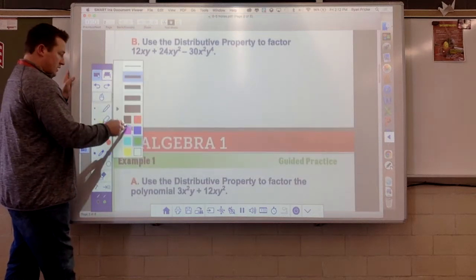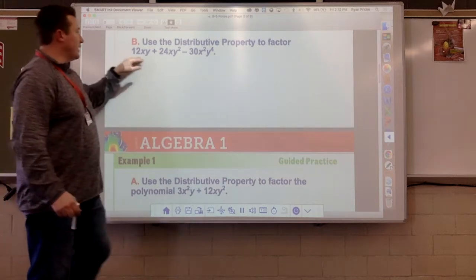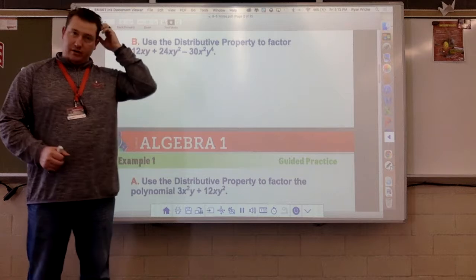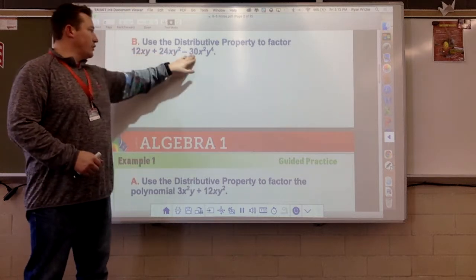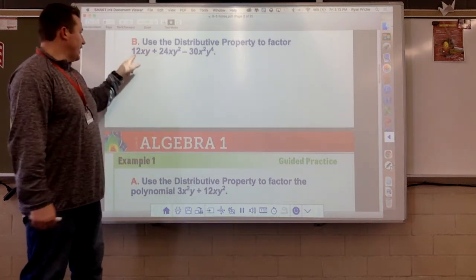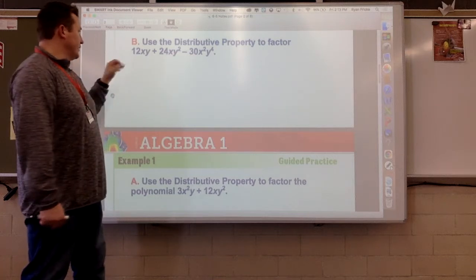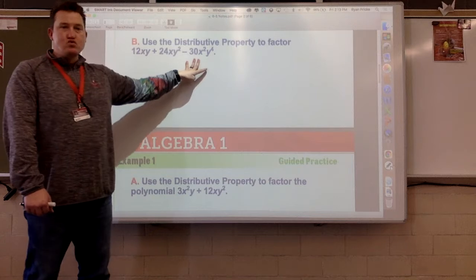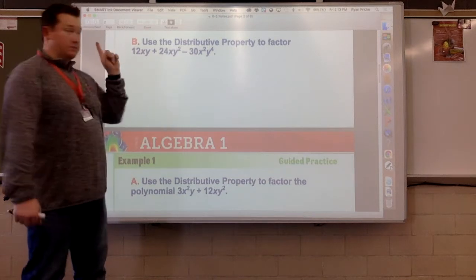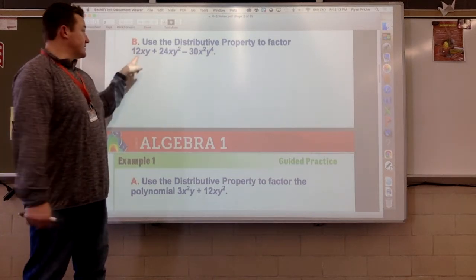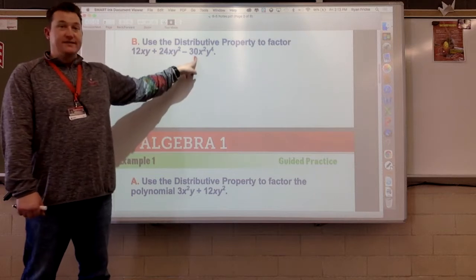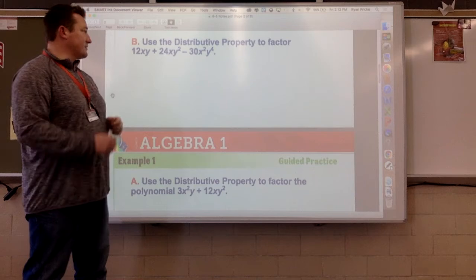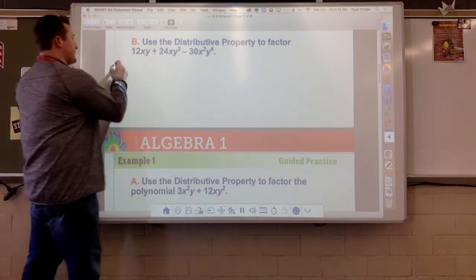I really like that color right now. I've got a trinomial here. Again, let's start with our biggest number. So 12, 24, 30. Well, I know a 2 goes into all of those. How about a 4? Yes? 4, 4. Ooh, no. Wait. 6, 6, and 6. I don't think there's anything else. So let's go with 6.